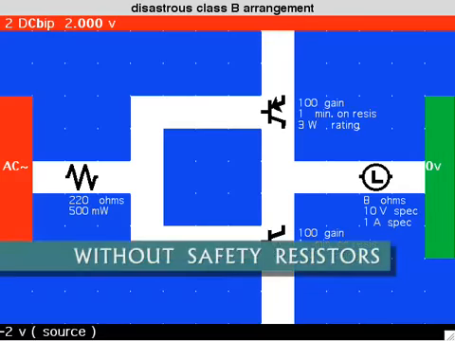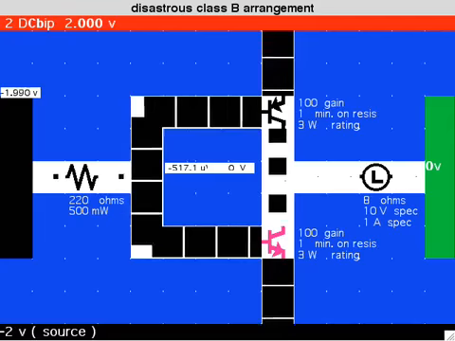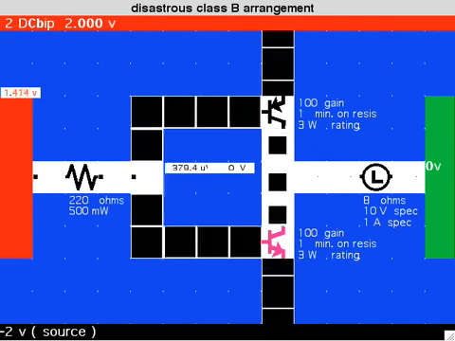Here we have switched the positions of the transistors. Nothing else is changed. You won't see this configuration used very much, for obvious reasons.